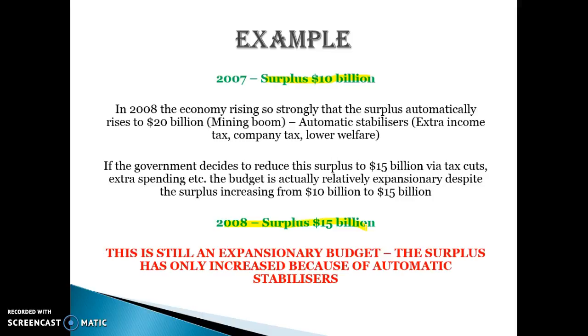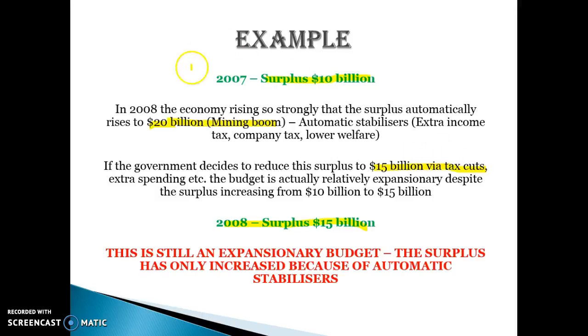But in actual fact, during that period of time, the government was acting in quite an expansionary fashion. You see, in 2008 the economy was absolutely booming. We were in the midst of the mining boom, we automatically collected over $20 billion more revenue from 2007 to 2008. The automatic stabilisers were pushing the budget potentially to, say, a $30, $40 billion surplus. And that was all from extra income tax, extra company tax, lower welfare. But the government actually decided to be really expansionary and employed $15 billion worth of tax cuts, which took the surplus from $30 billion down to $15 billion.